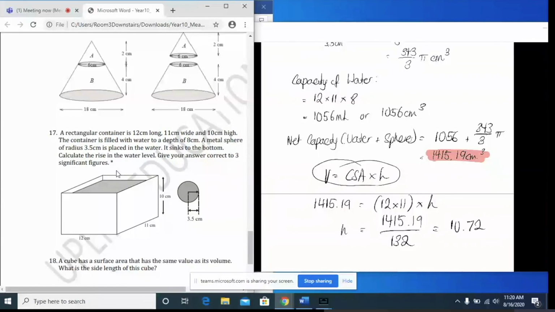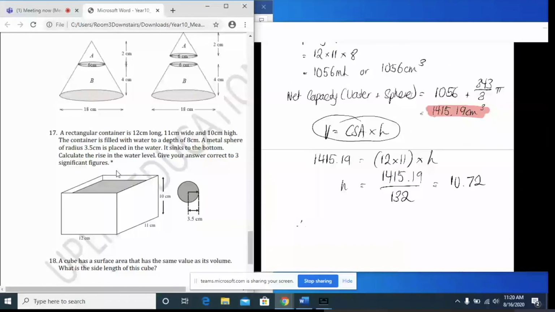And what you're going to get for your answer is going to be 10.72. What is going to be the rise in water level? Well, what's going to be 10.72 minus 8? You're going to get this as your answer, 2.72. And that's it there. So that there is all you have to do.